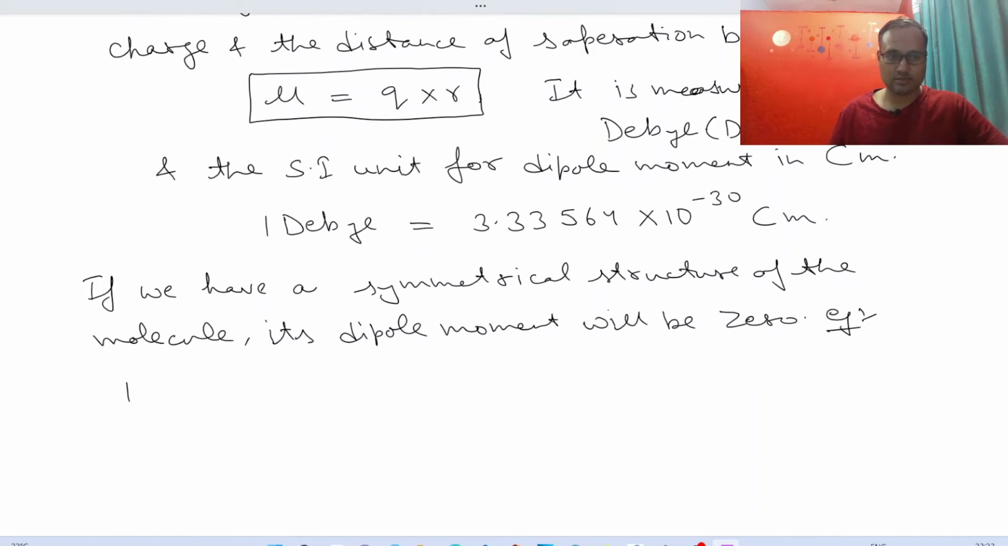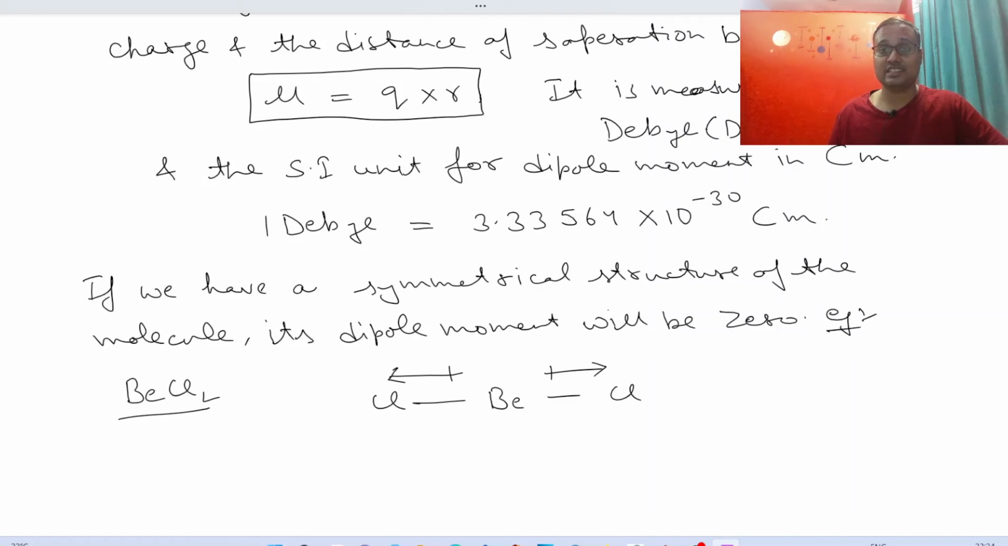For example, let us study the structure of BeCl2. We know that the bonds between beryllium and chlorine are polar covalent bonds, and we represent the dipole moment with a cross arrow from the positive to the negative atom. So this is how we represent it, but they are in equal and opposite directions, so the resultant dipole moment comes out to be 0.